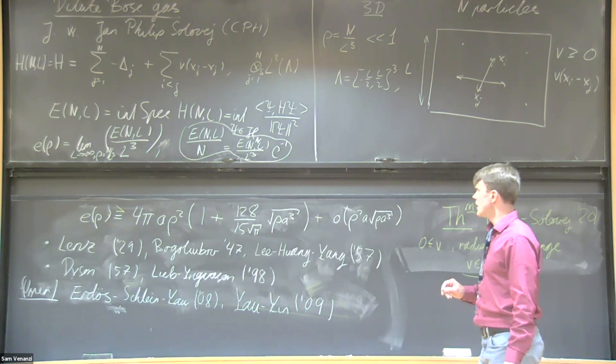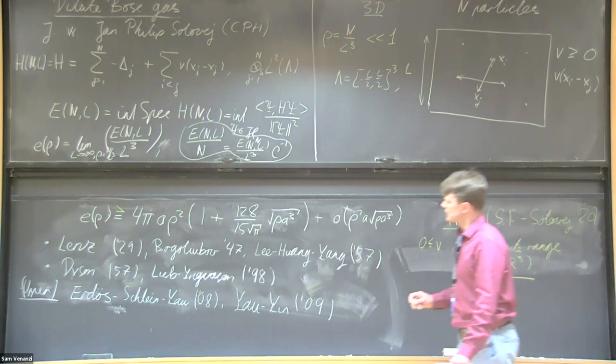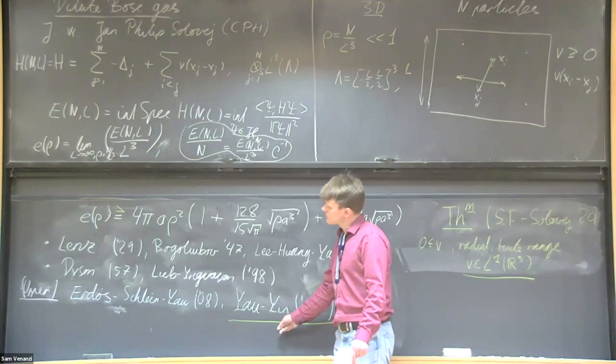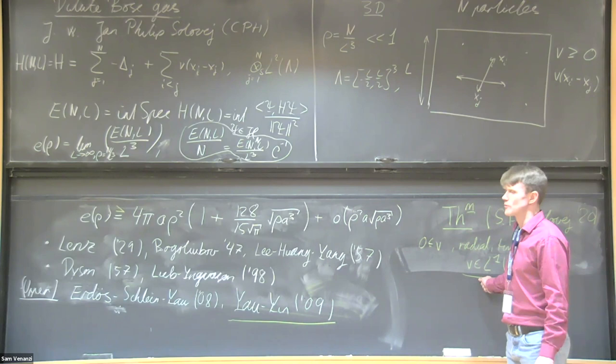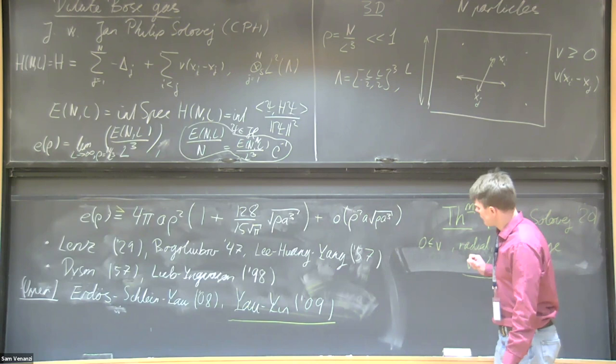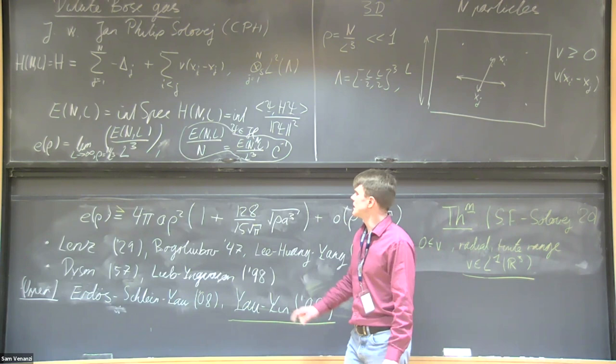And then, of course, when you combine this sort of lower bound with the upper bound from Yau-Yin, where you then need to have somewhat more restrictive assumptions. It's a little bit funny that we're in the situation where we have better lower bounds than upper bounds for this problem. Then, under the assumptions of the Yau-Yin upper bound, then you will get the identity. Okay.